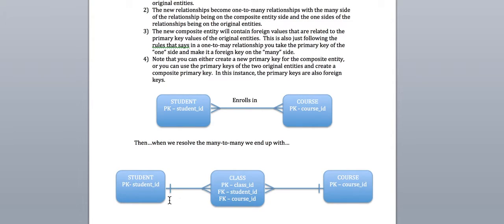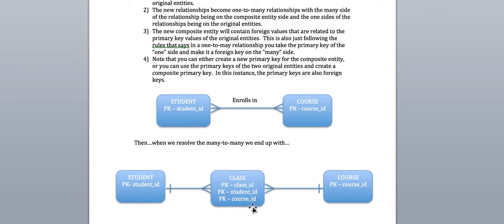But from a diagramming perspective, it's always the one side on the original entity and the many on the bridge or composite entity. In addition, you need to give this brand new entity a name. So what makes most sense in this case is we have a student that can enroll in a course, and a course that can be enrolled in by many students. When this happens, what actually is happening is a class.